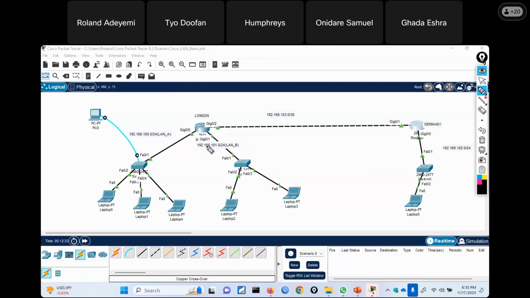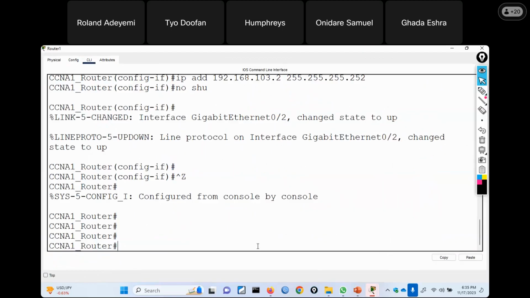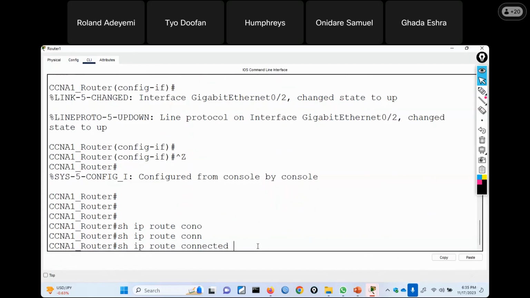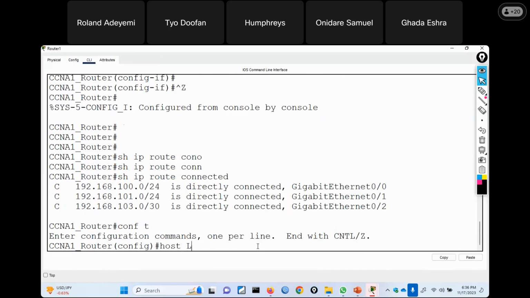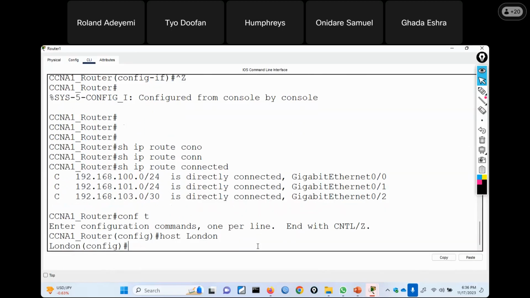So let's confirm that on the London router. I'll say show IP route connected. I want to see the directly connected networks. You can see all the networks that are directly connected. They are in the routing table of my router 1. Let's name this guy London. They are in the London router.